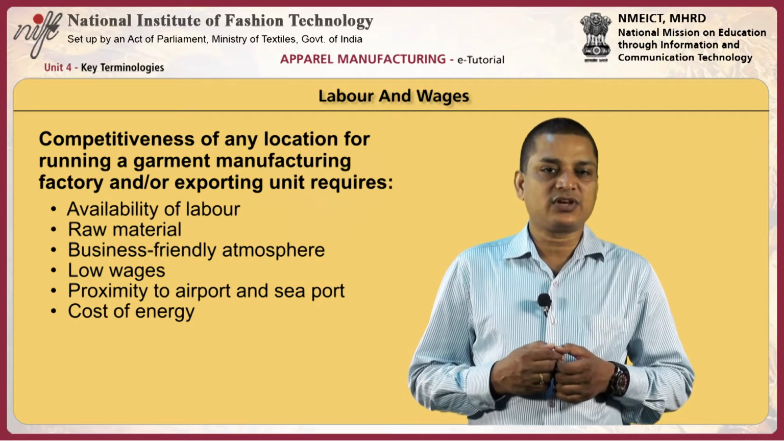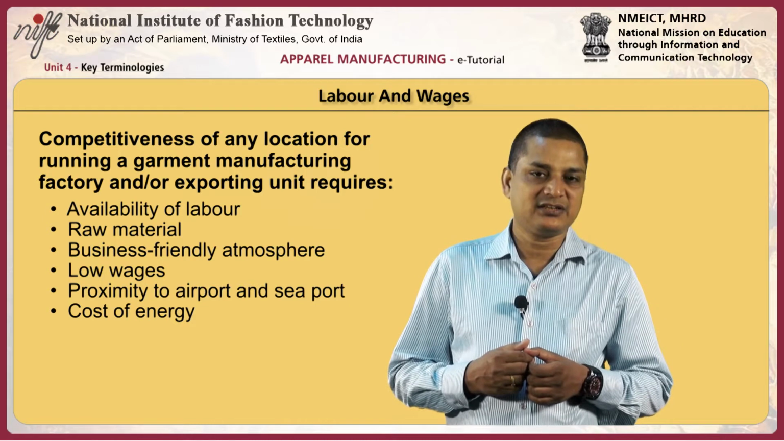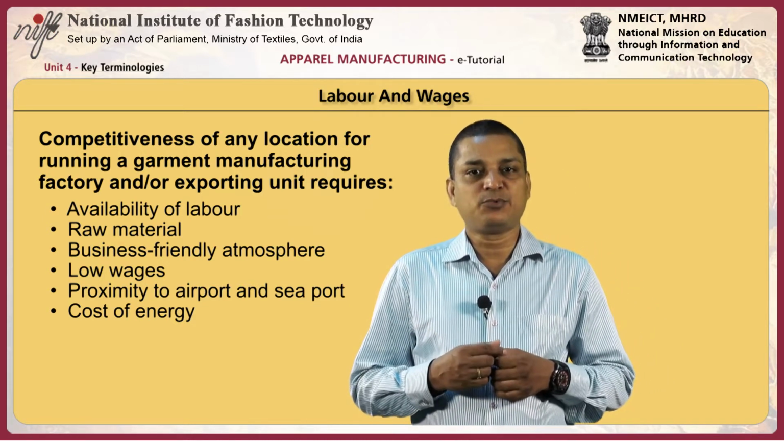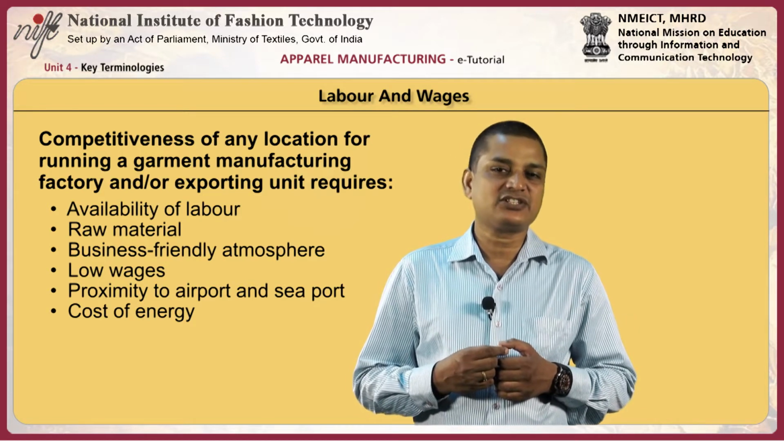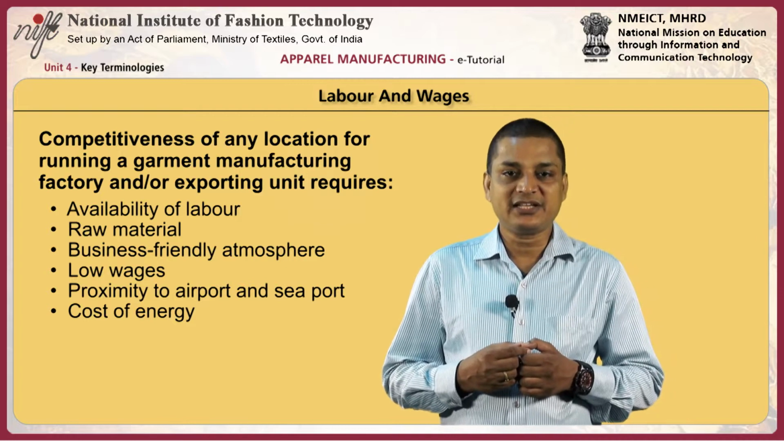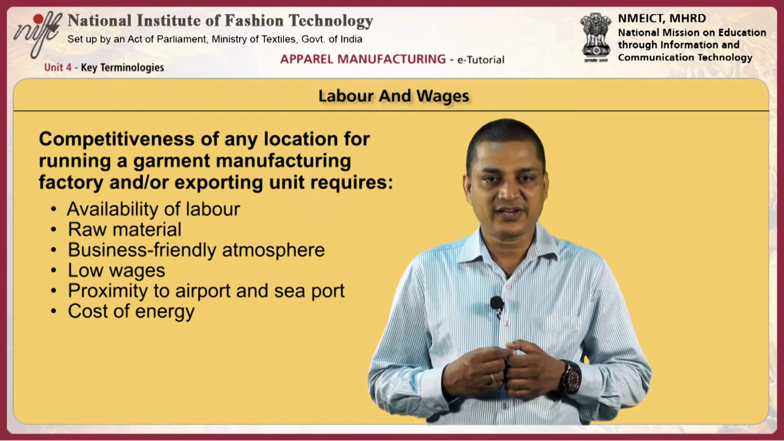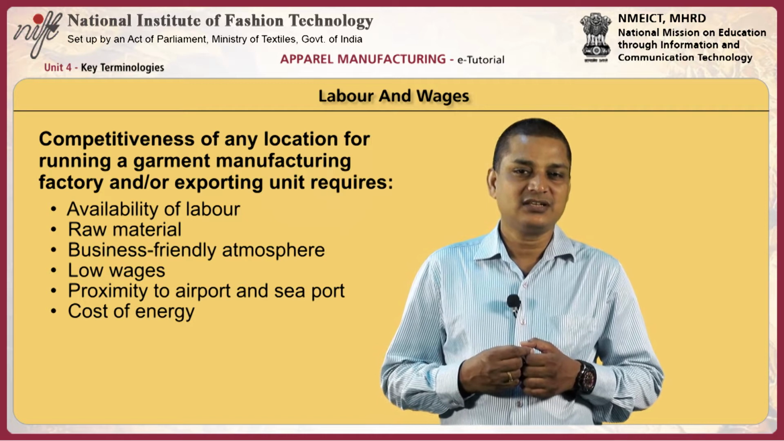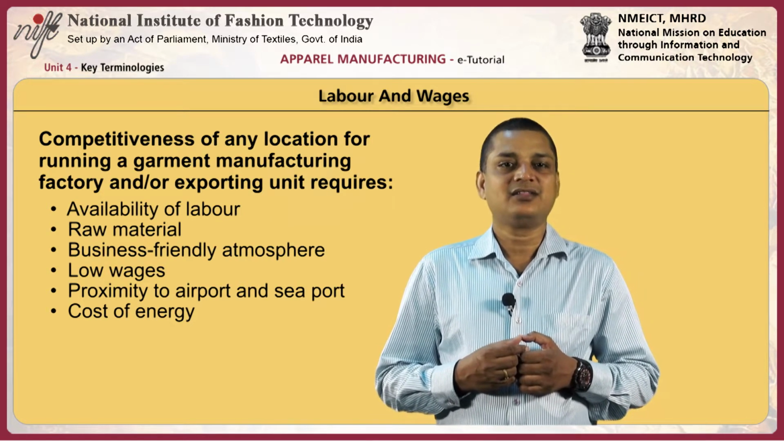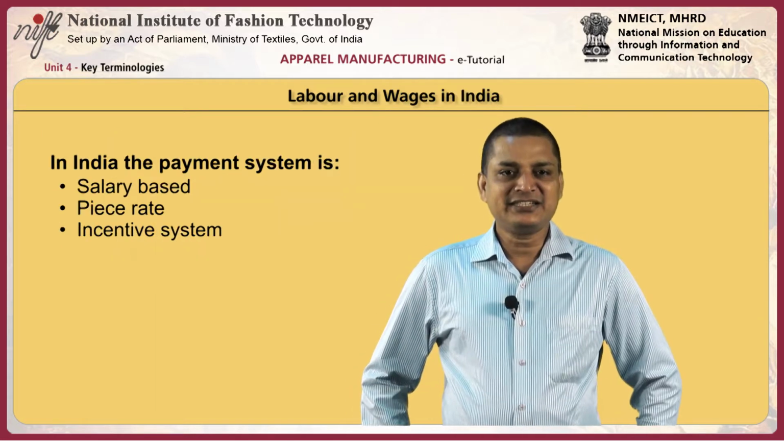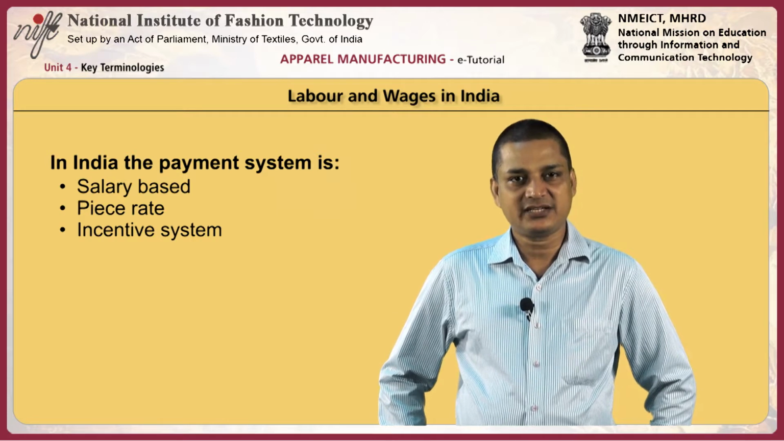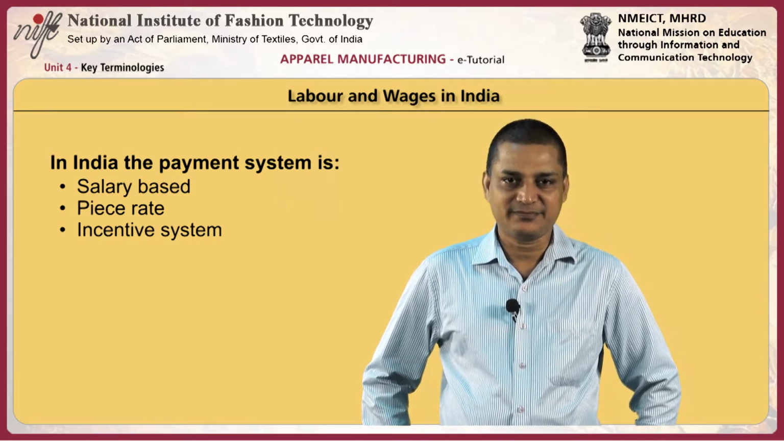Competitiveness of any location for running a garment manufacturing factory and/or exporting units demands various requirements such as availability of labor, raw material, business friendly atmosphere, low wages, proximity to airport and seaport, and the cost of energy. As India is a vast country, the payment system is salary based, piece rate or incentive system.